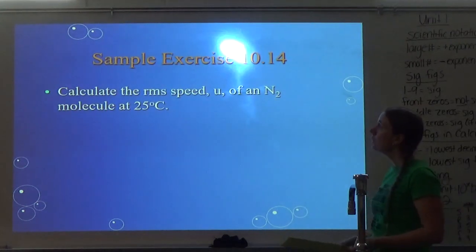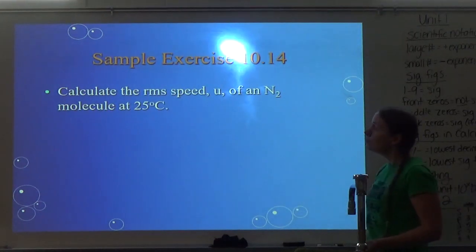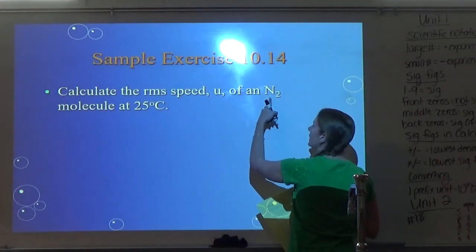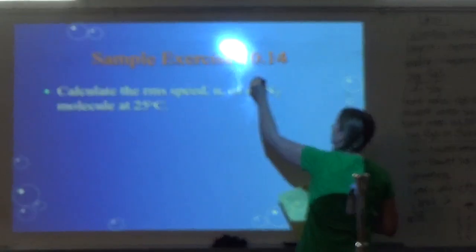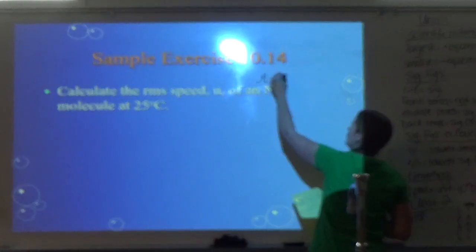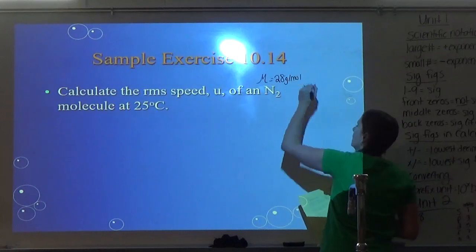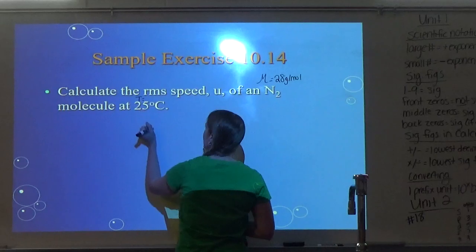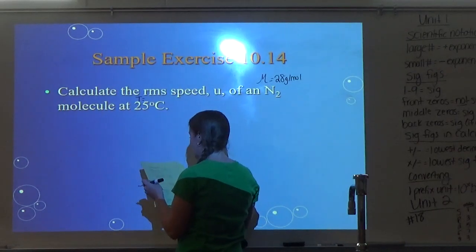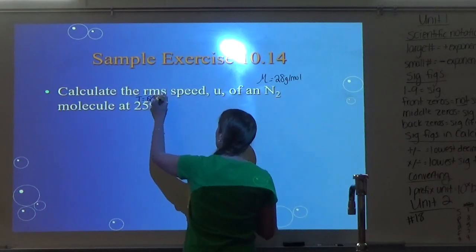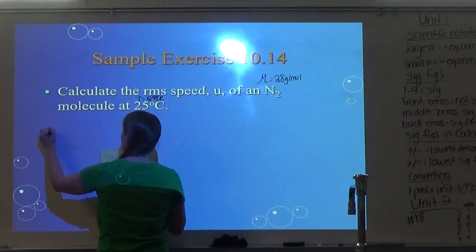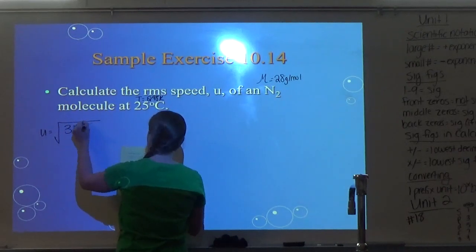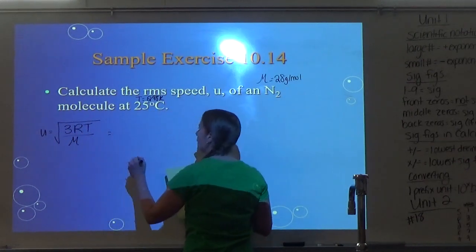It says calculate the RMS speed, or u, of an N2 molecule at 25 degrees Celsius. I know it's N2, so I can figure out my molar mass. N2 is just 28 grams per mole. I know my R value is 8.31, and my temperature is 25, which I need to add 273 to, so that becomes 298 Kelvin. So I know that u equals the square root of 3RT over molar mass.